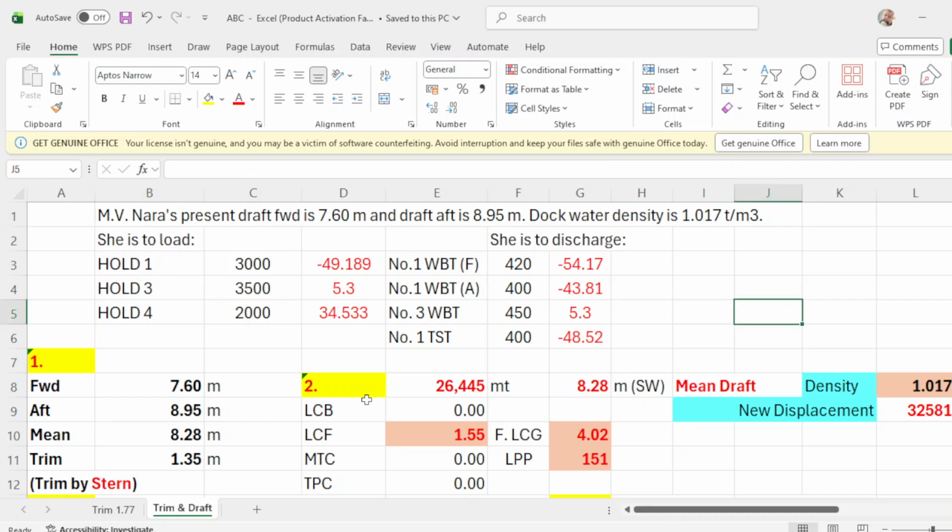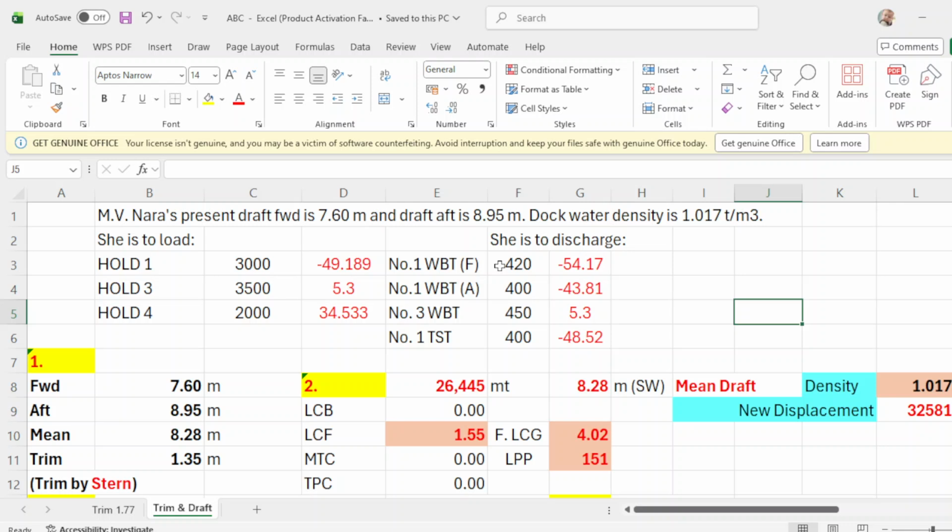Present draft forward is 7.60 meters and draft aft is 8.95. And dock water density is 1.017. So it's loading at berth. It's going to load number 1, 3, and 4. Number 1 is 3,000 metric tons. Number 3 is 3,000 metric tons, and number 4 is 2,000 metric tons. Number 3 is 3,500.